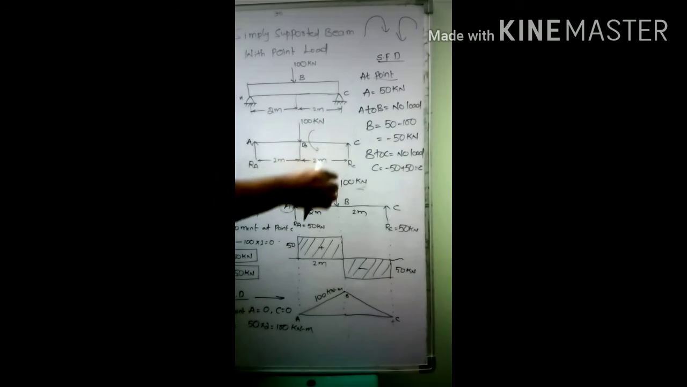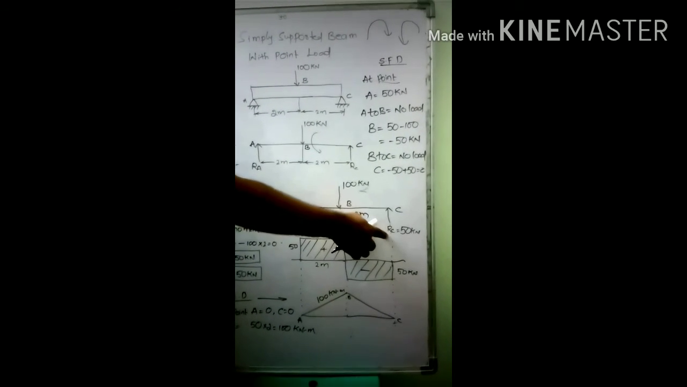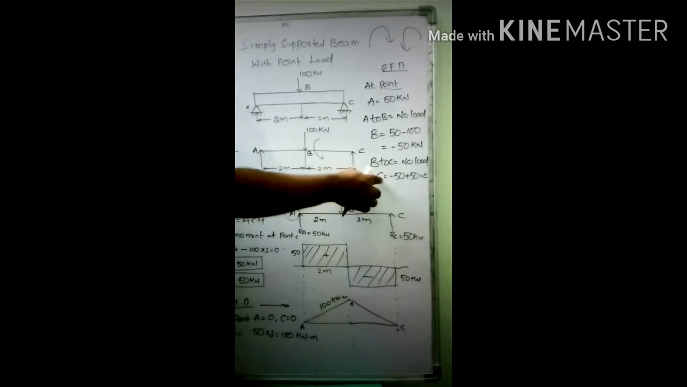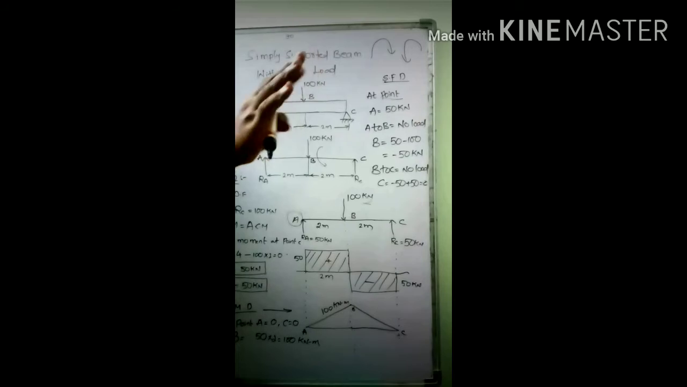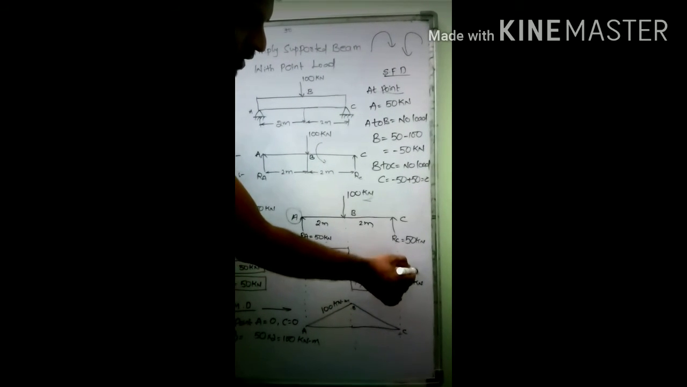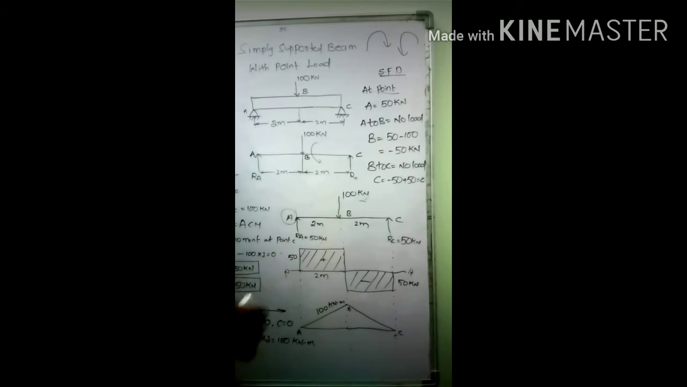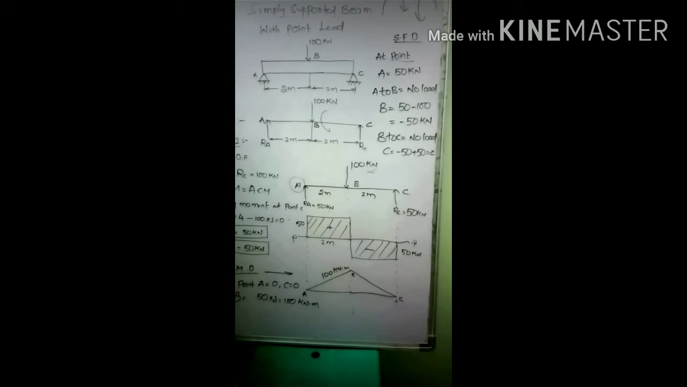Again at point C, what happens? At point C we have 50 kilonewtons acting in the upward direction. So C equals minus 50 plus 50, so the total equals 0. Zero means you simply touch the reference line. You have to touch the reference line whenever you have a 0 value.